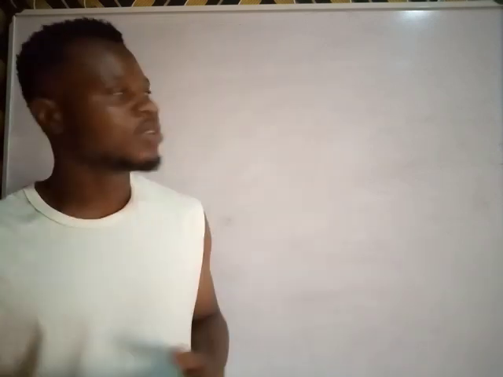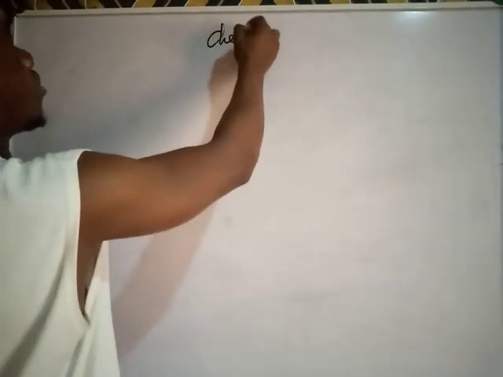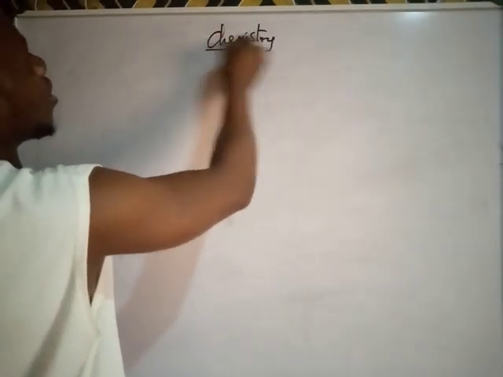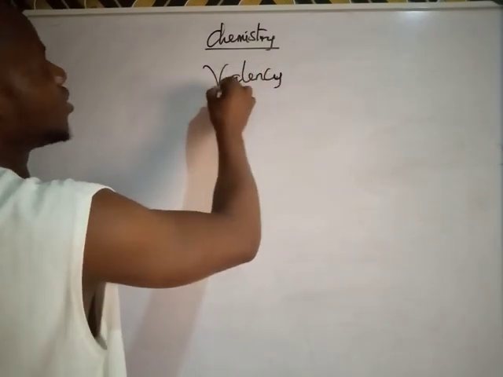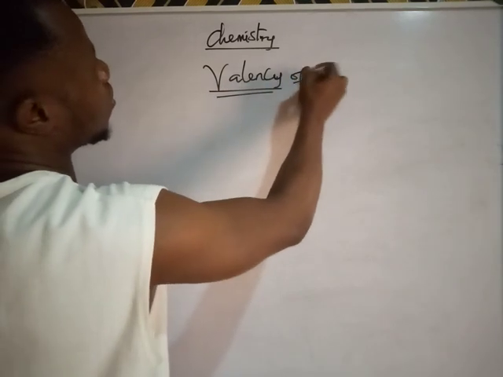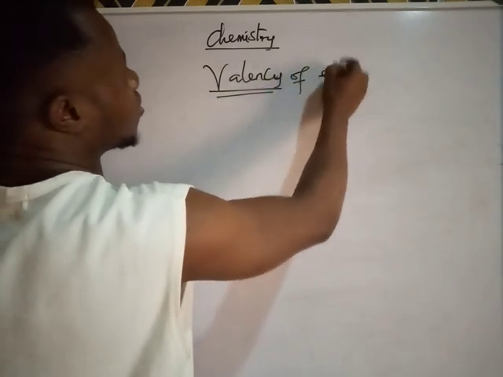Today, I want to treat a wonderful topic on chemistry, a topic we call valency. Today, I'm going to be showing you how to get the valency of the elements, especially the first 20 elements. In chemistry, valency is very important, especially when elements are combining together to produce a compound. Today I am going to discuss the valency of elements.